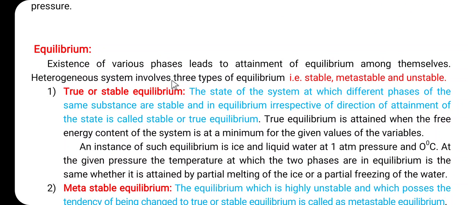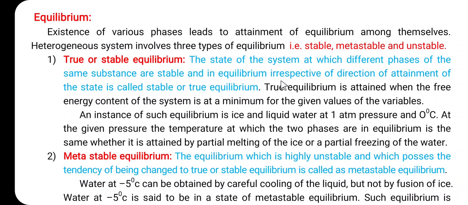Then the next point is the equilibrium. The existence of various phases leads to attainment of equilibrium among themselves. Heterogeneous systems involve three types of equilibrium. In the phase rule we are going to consider the heterogeneous system. All of you know that a heterogeneous system has more than one phase. The equilibria involved in the heterogeneous system are of three types: stable equilibrium, metastable equilibrium, and unstable equilibrium. The stable equilibrium is also called the true equilibrium.